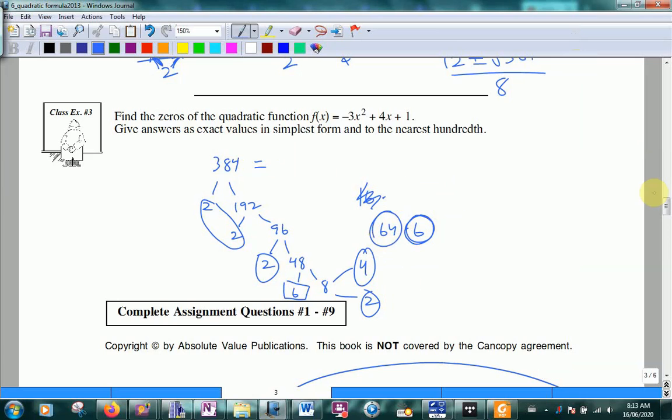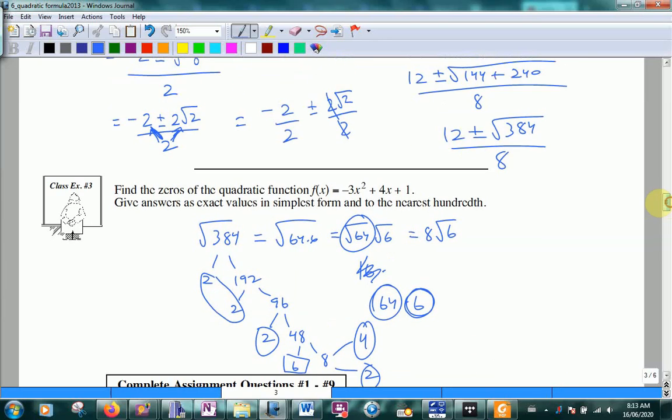So if I go root 384, that's root 64 times 6. That's root 64 times root 6. And of course that is what I want. 8 times 8 is 64. So that is 8 root 6. Pray you don't get one like that on your quiz or your test.